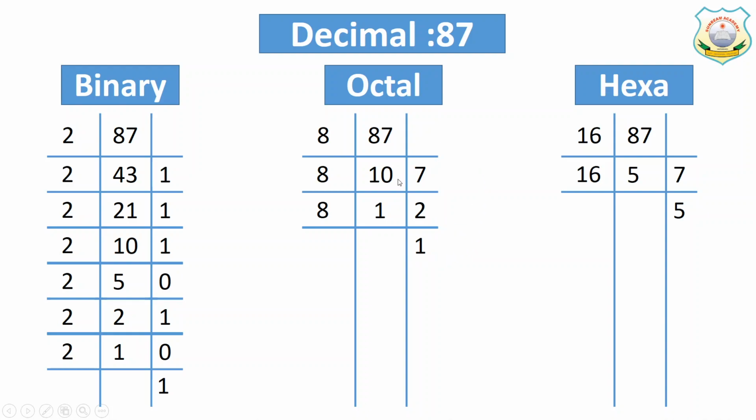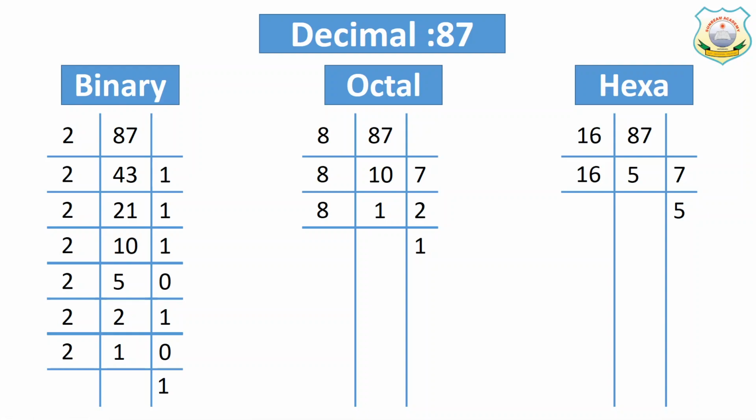And you can see that we can never have any symbol other than 0 to 7. We cannot have 8 or 9 over here. Same goes for hexa. So if it is hexa and 87, I divide this by 16, so 16 5s are 80, the remainder is 7, and then this is not divisible, straight away I took 5, so 57.